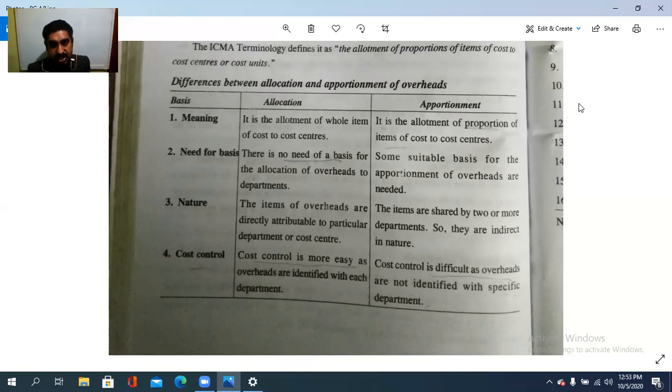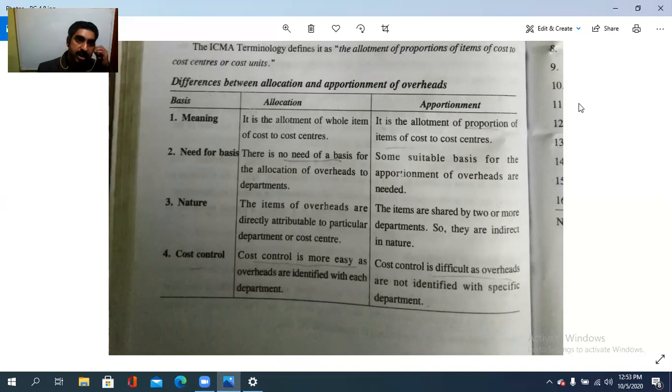So items are shared by two or more departments in case of apportionment, while a single department or a cost center or a particular department can allocate or allot the overheads to that particular department. Then cost control. Cost control is more easy as overheads are identified with each department.